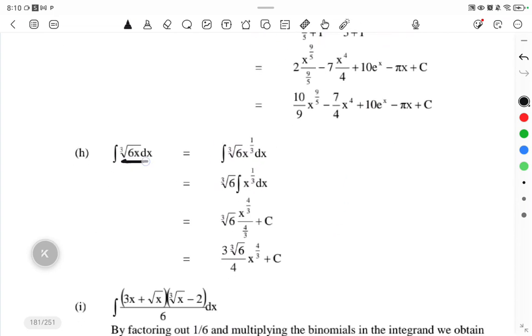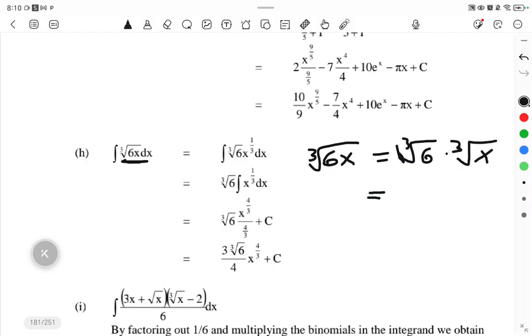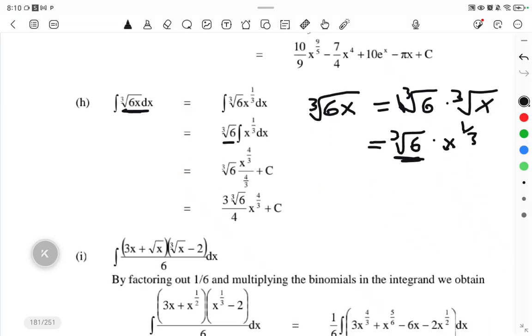Also, if you come to this one, what you have to do first is change this to x to the that power. And then what they did here, they just separated this. You know that 6x, this would be equal to the cubic root of 6 times the cubic root of x. And this will be the cubic root of 6 times x to the 1 over 3. Then this is a constant, I can take it out. You see, they took it out and integrated this one. So you see what they got there, right? Then that was the case.